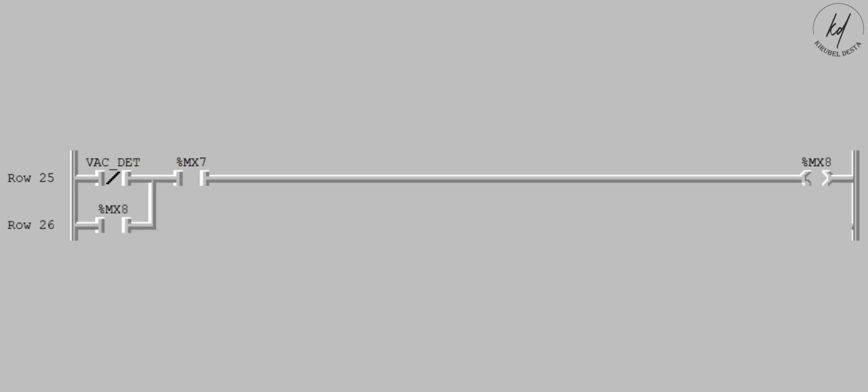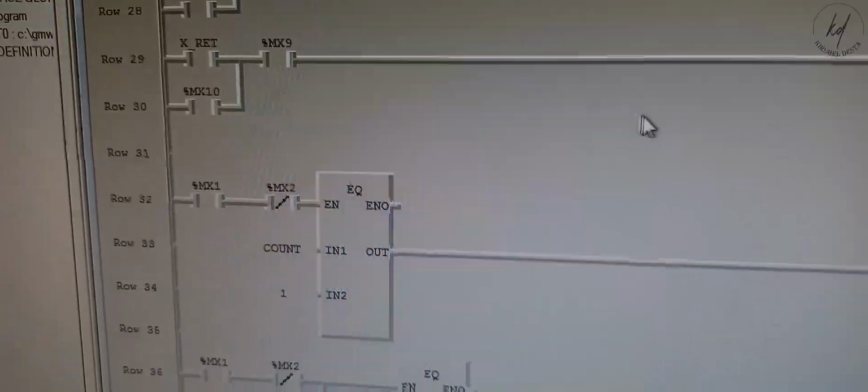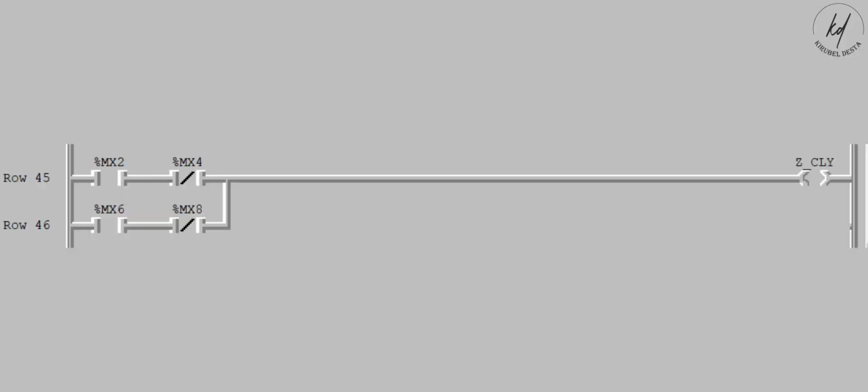If the stopper sensor or vacuum suction detector doesn't detect any object, MX8 is energized and self-holds in row 25. Then it goes back to row 46 and opens up the Z-axis vertical solenoid valve coil tag. This results in lifting its cylinder piston vertically upward after placing an object in the appropriate storage position.